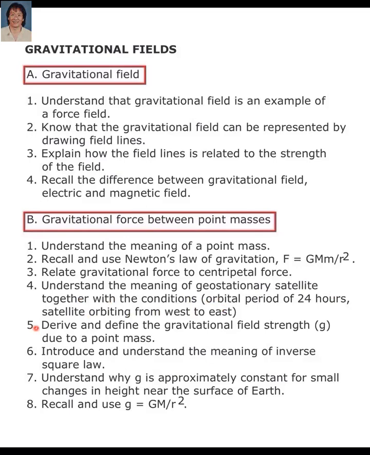Number 5. Derive and define the gravitational field strength represented by g due to a point mass. Number 6. Introduce and understand the meaning of inverse square law. Number 7. Understand why g, which is the gravitational field strength, is approximately constant for small changes in height near the surface of Earth. And number 8, recall and use g equals to GM over r squared.